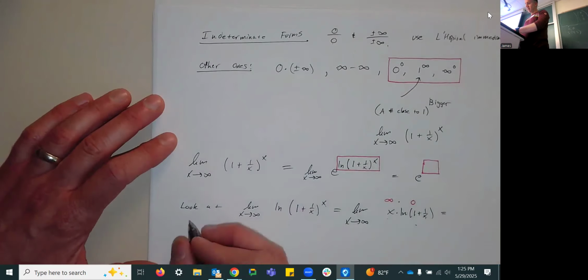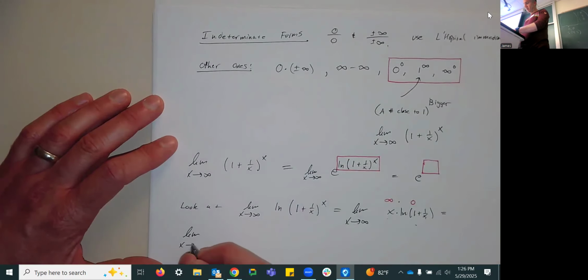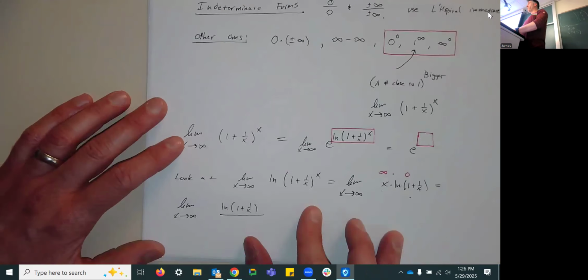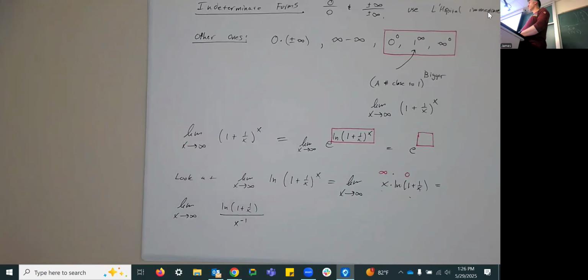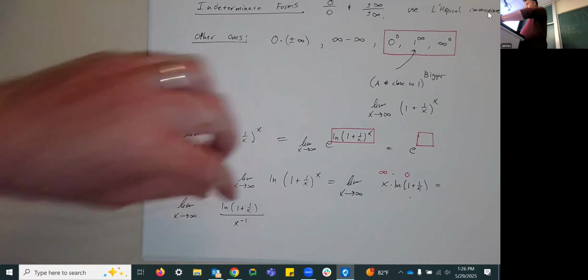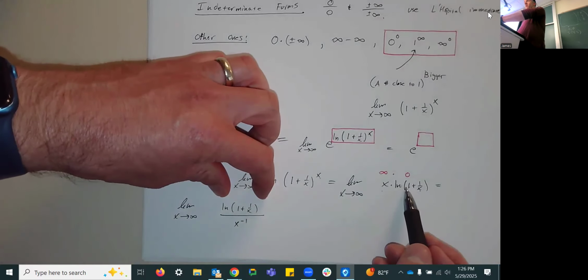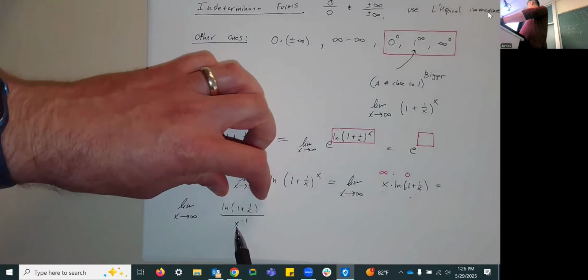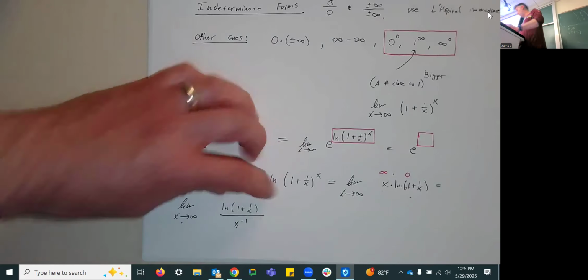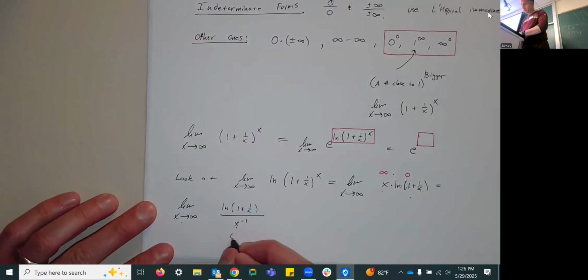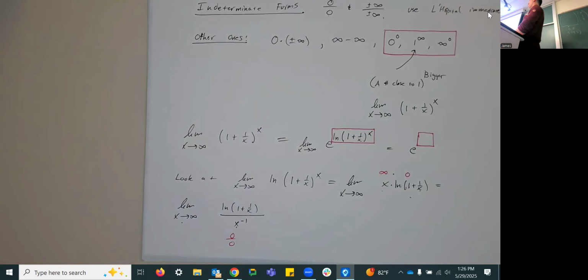So we're going to rewrite this as the limit as x goes to infinity of the natural log of 1 plus 1 over x, divided by 1 over x, or if you prefer, x to the negative 1. And now this is a 0 over 0 type. The top we know is going to 0 already because it's the natural log of 1. And the bottom, which is 1 over x, well, if x is going to infinity, that's 1 over infinity, which is going to 0. So this here is the type we're looking for, a 0 over 0.